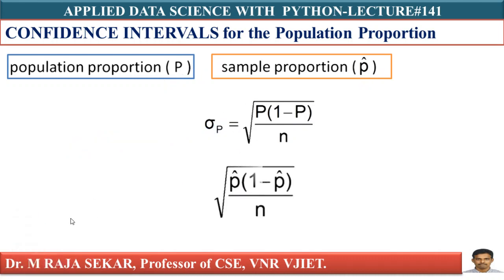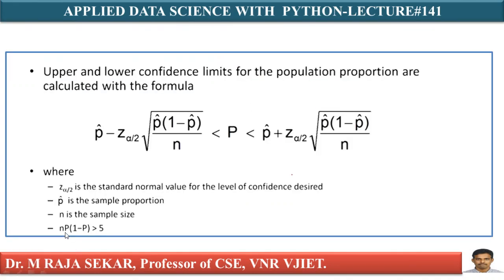In similar manner, I can calculate standard deviation. Which standard deviation? I can write SP cap. P cap means sample proportion standard deviation. It is under root of P hat, P hat means sample proportion, P hat into 1 minus P hat by n. You must take under root of this particular quantity. This can be treated as sample proportion standard deviation. This can be treated as population proportion standard deviation. This formula is an important formula.